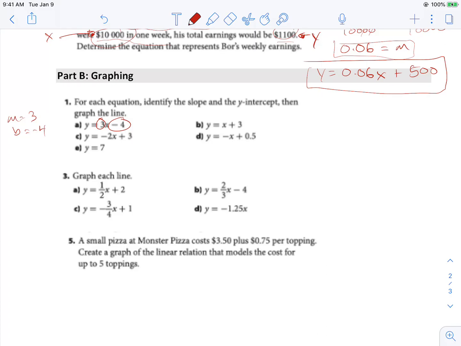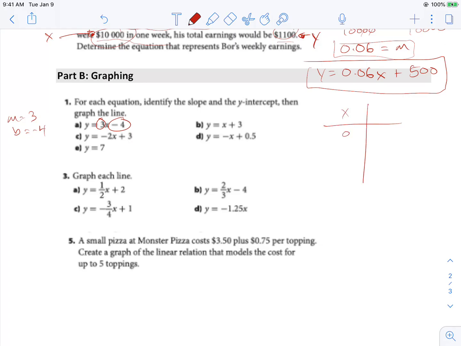Okay? So now to graph these things, there's a couple of ways we can do this. I'll show you one for this one, and then I'll show you a different one for the next one. So the one I'm going to show you for this one is the easiest way. I think you're always going to get the right answer, it's just a little bit more work, but it's super easy. So for 1A, we're going to make a table of values.